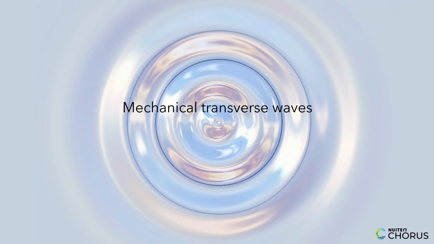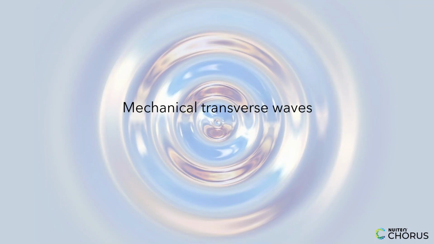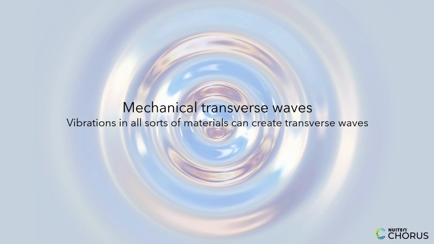Mechanical transverse waves are created when an object, like a rock, disturbs the water and sends energy through it in the form of waves. Just like the rock created ripples, vibrations in all sorts of materials can create transverse waves, like sound waves in the air or seismic waves in the ground.